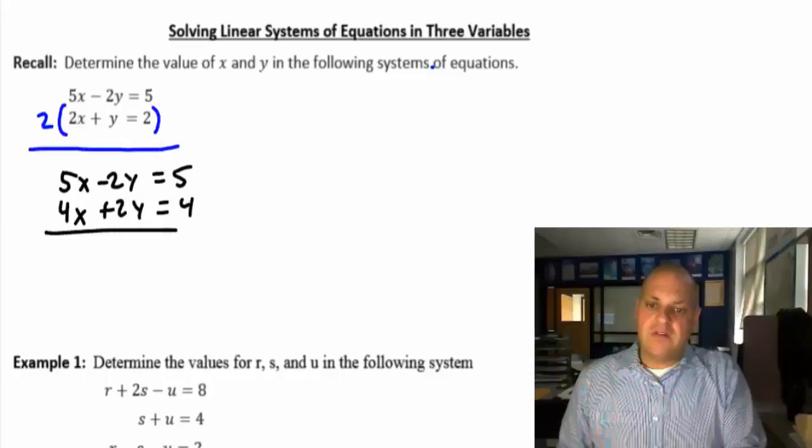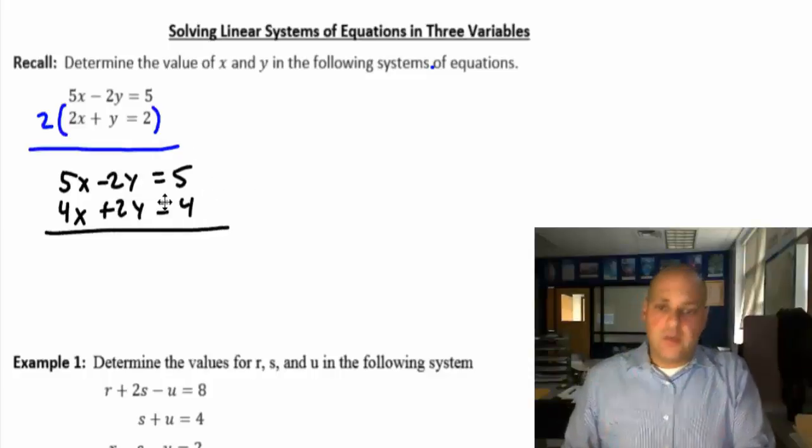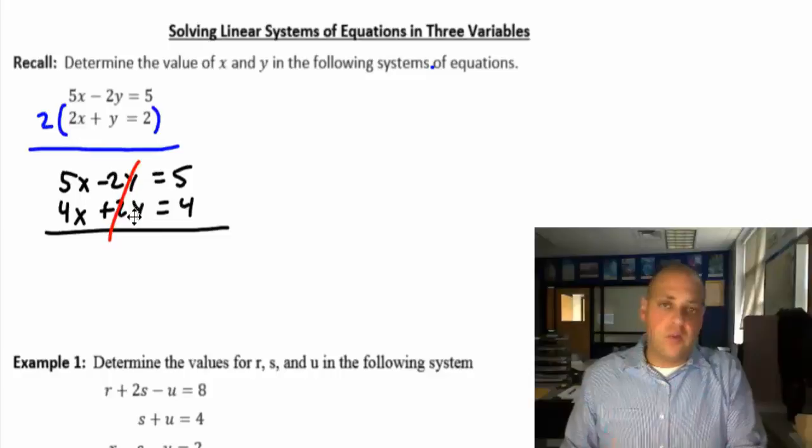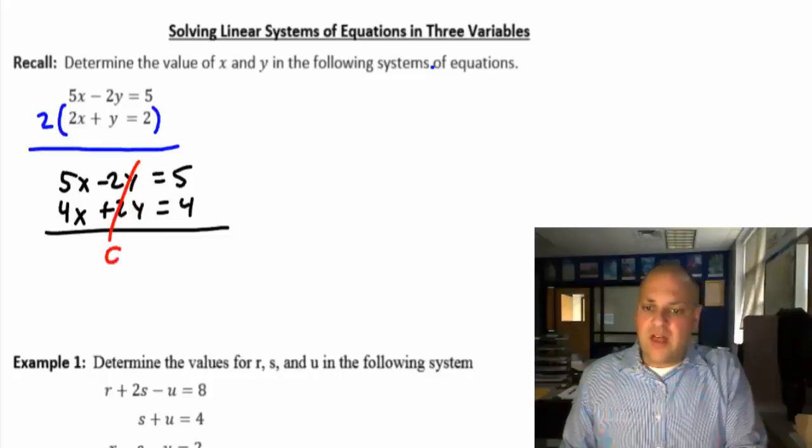And now I'm ready to use my addition method, which is to add the equations together. Now, like I said, we purposely put 2 there because we want the 2 y's to drop out, positive 2y, negative 2y. Add what's left, 9x equals 9, and then divide by 9, x equals 1.